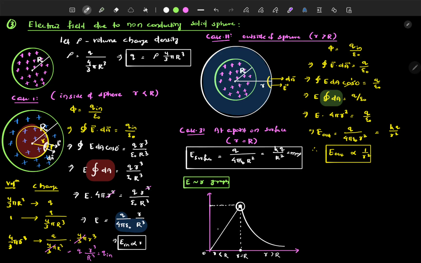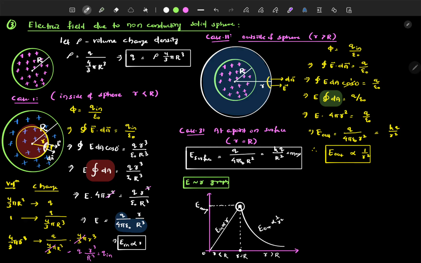So this is for E in, proportional to r. Here E out is proportional to 1 by r square. And this is E max at the surface. So this is about your E versus r graph in case of electric field due to a non-conducting solid sphere.